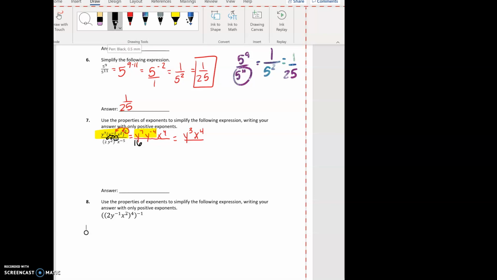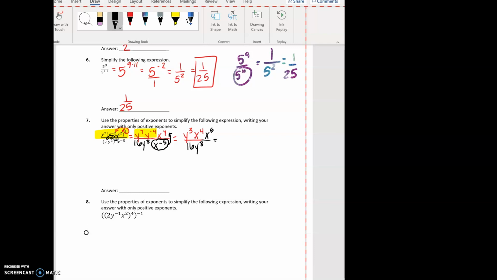Y squared to the 4th, multiply exponents when you're raising a power to a power, so that becomes y to the 8th. X to the negative 5th I'm going to leave alone. All right, so now I'm looking at my denominator. I don't have any terms I can combine like I did with the y's in the numerator, but I do see this x to the negative 5th, and I'm just going to go ahead and plop him in the numerator and make that a positive 5. And then in my denominator, I have 16y to the 8th.